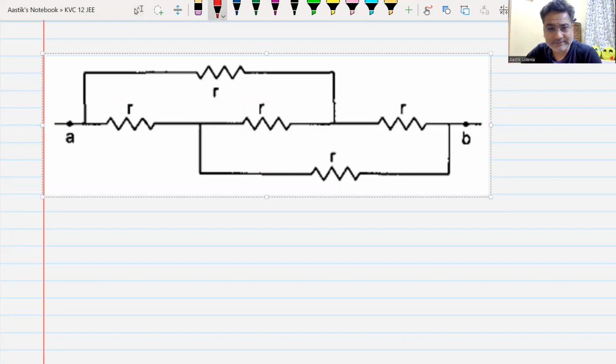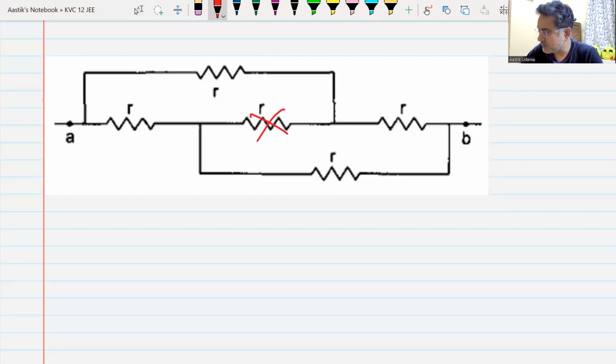Do we remember this? Yes, sir. So this will go away, and since all are R, you will end up with R, because we have done so many questions where all were R and we ended up with R. So we understand this. Now let me take this one.